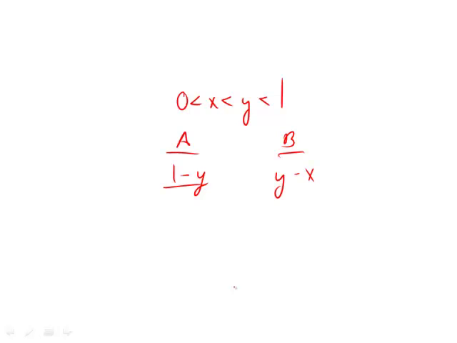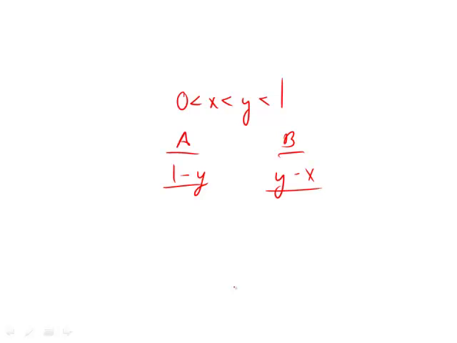Okay, in this problem we have 0 < x, x < y, and all of these are less than 1. In column A, we have 1 minus y, and in column B we have y minus x. Now, a good idea, of course, is to plug in, come up with your own values, but sometimes I like to simplify these two sides.